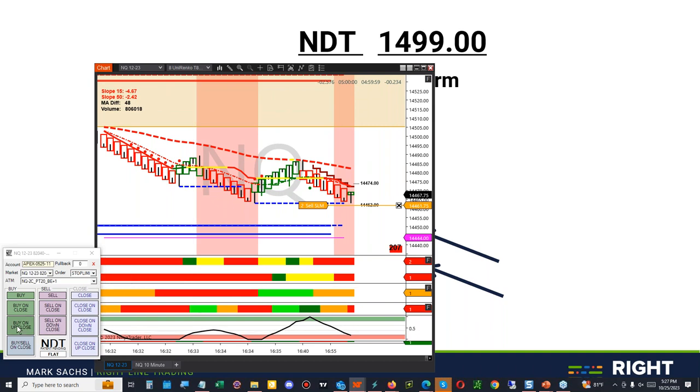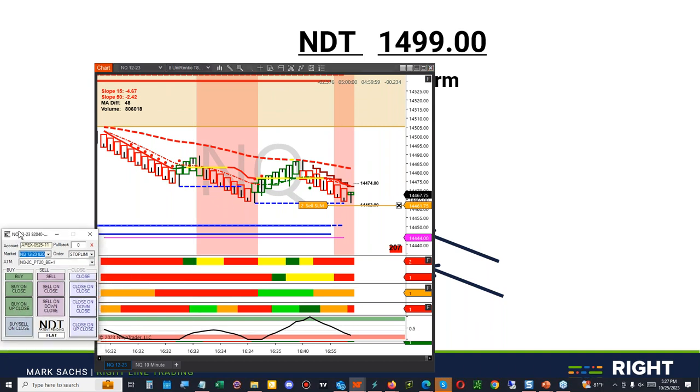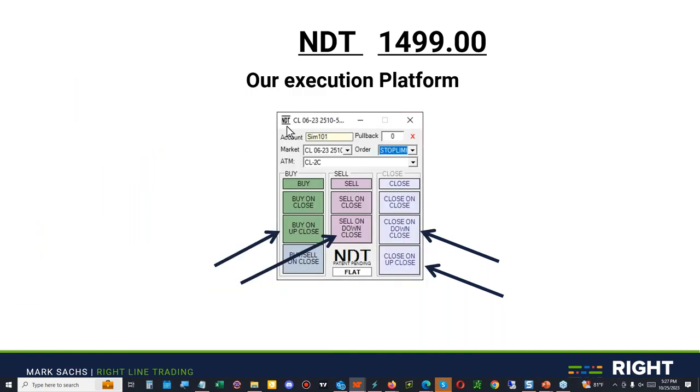Or if you want to buy on an up close, it's just like this picture, right?